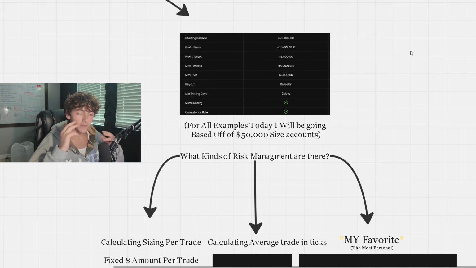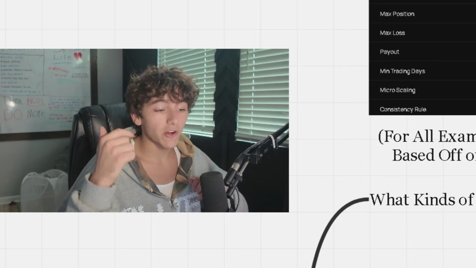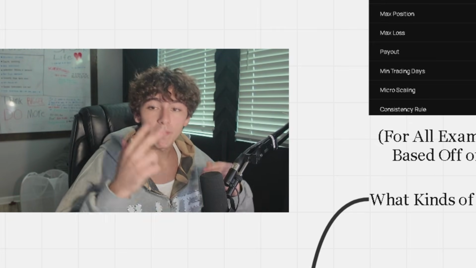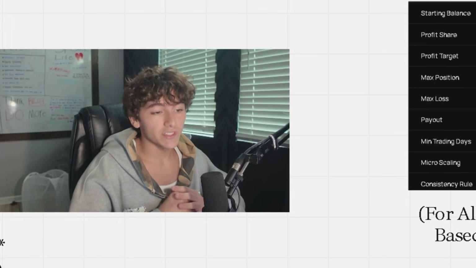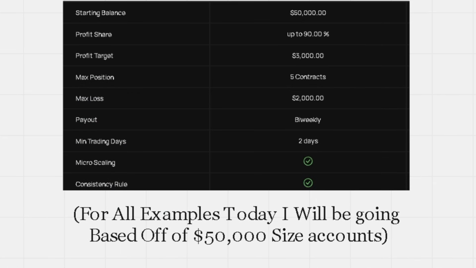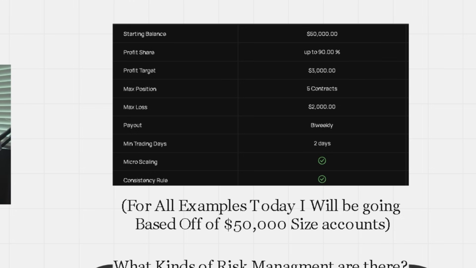So there's actually a few different things that we're going to talk about. It's 3 different ways that we can manage our risk. Like I said earlier, it's going to be calculating your sizing per trade, calculating your average trade in ticks, and then also my personal favorite, which I will be getting into soon. Now, for all of these examples that I'm going to be using today, I'll be going based off of a $50,000 account size because that is pretty typical for the people that I'm mentoring and the people that are also watching my videos. And so I have the rules laid out for that right here.